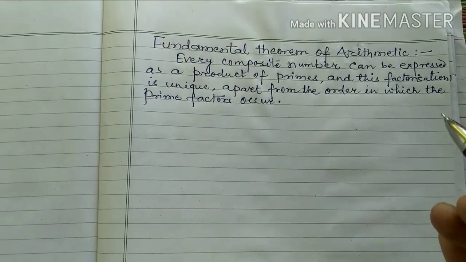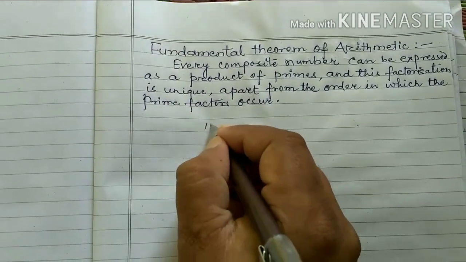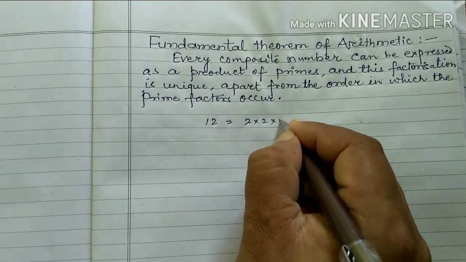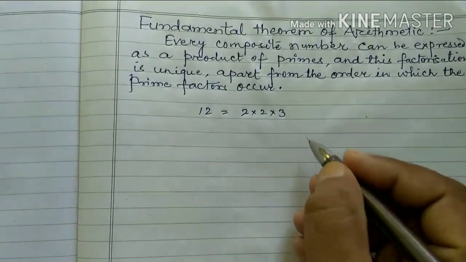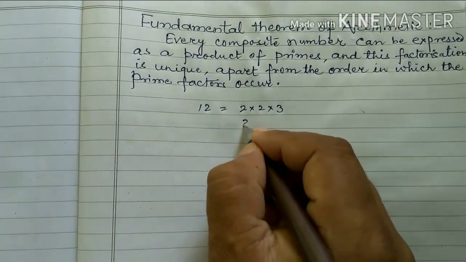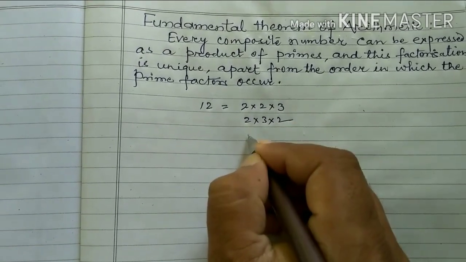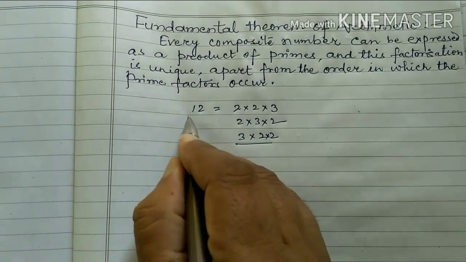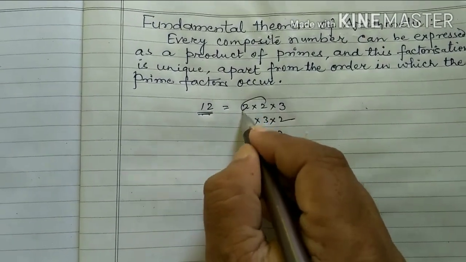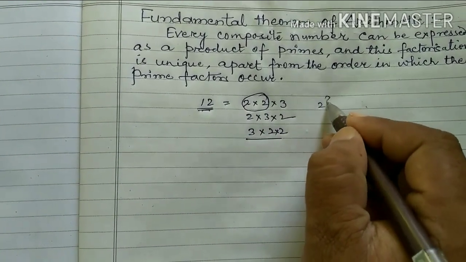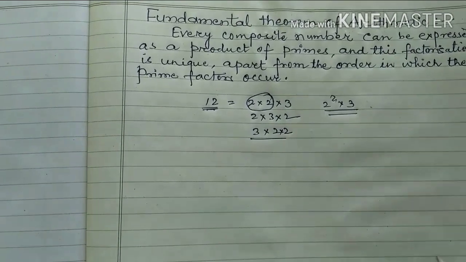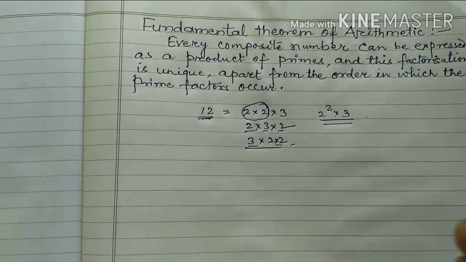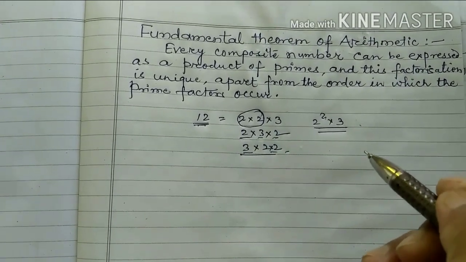factorization is unique. Let's see a number, suppose it is 12. We can factorize it as 2 into 2 into 3. We can write this in many orders like 2 into 3 into 2 or 3 into 2 into 2. But the prime factorization of 12 is always 2 to the power 2 into 3. It is never different, whatever order we write it in. This is the fundamental theorem of arithmetic.